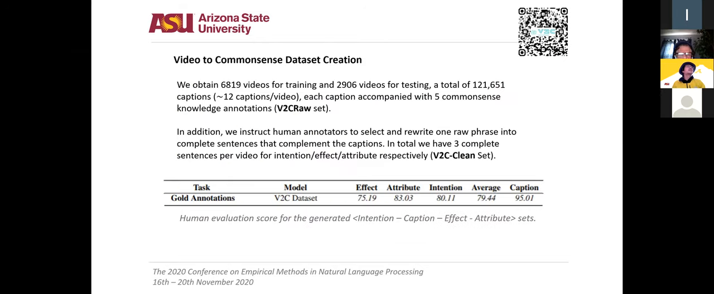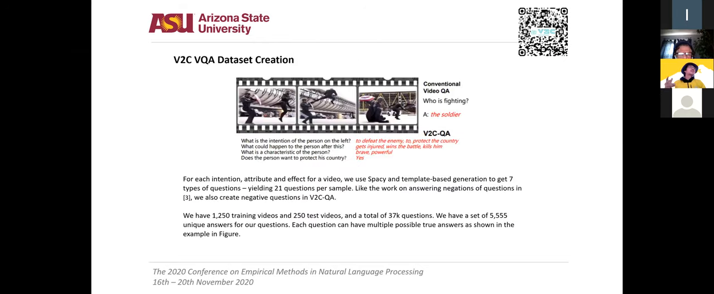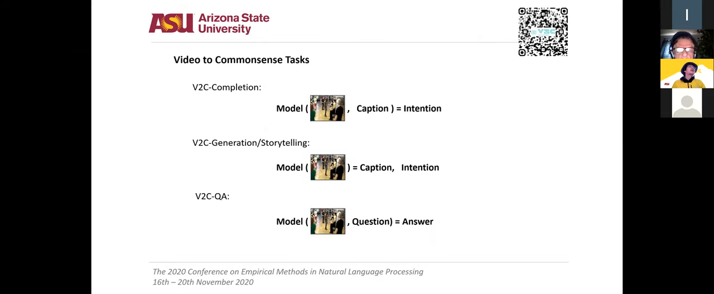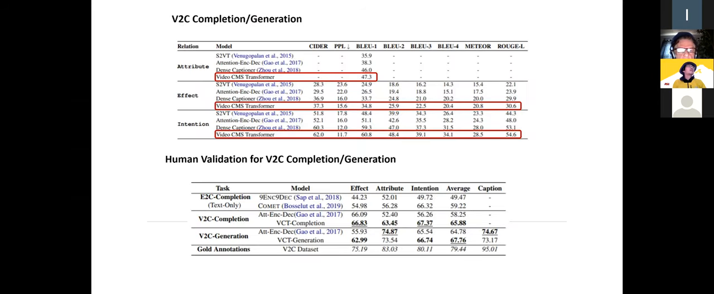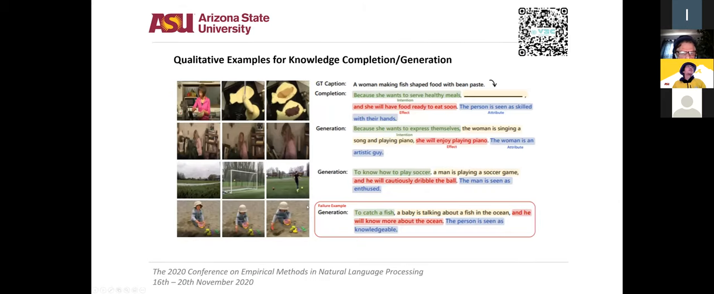We then train a model on it, basically a transformer model, and show that the video common sense transformer is able to predict effects, attributes, and intentions from the video data, using standard evaluation performance metrics, outperforming the baseline models in this specific work. Interestingly, it can also do so-called description completion.